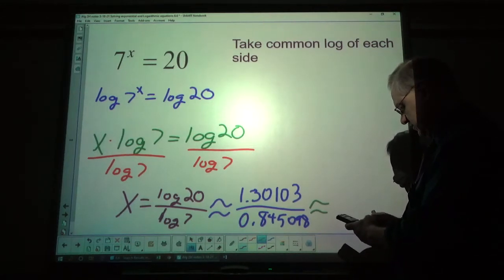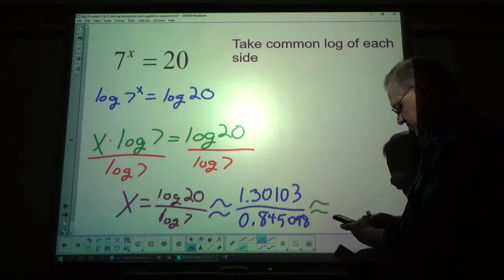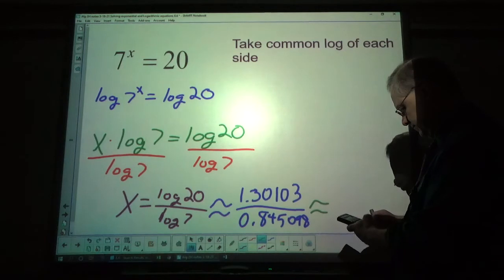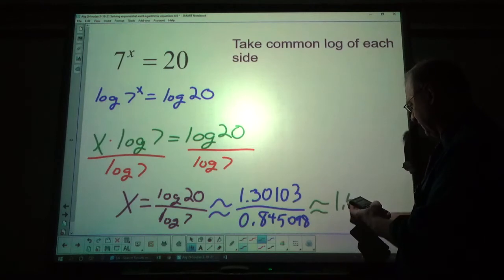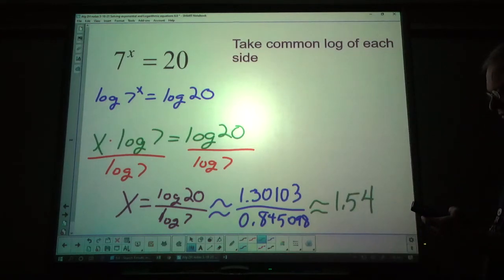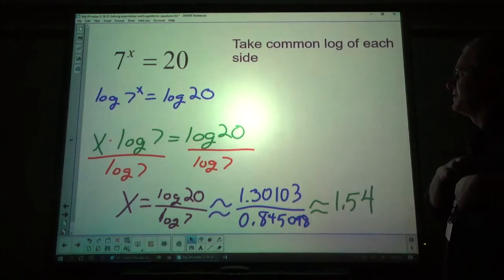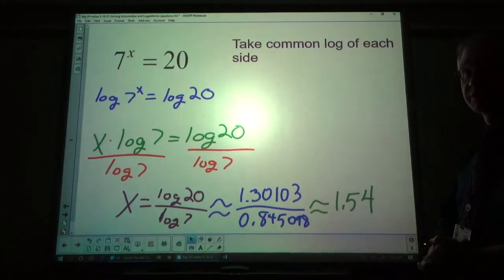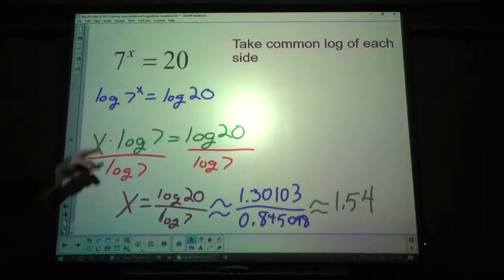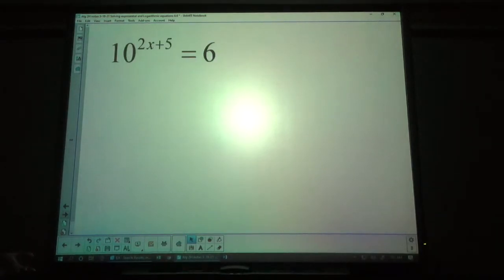Let's see. I want the divisor in first. And the answer is 1.54 if you round it to 2 decimals. And that's how you take the common log of both sides. You solve that problem because you have a variable as your exponent. All right, give this one a try. See what you can do.